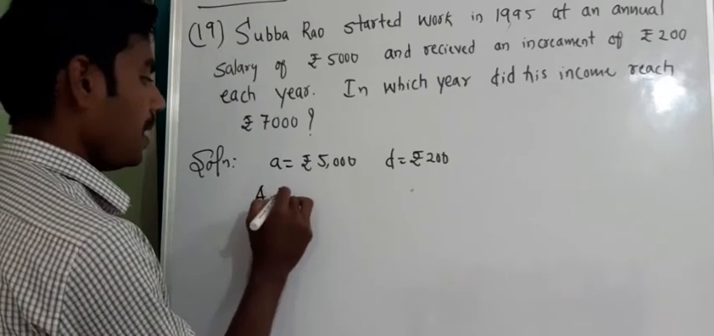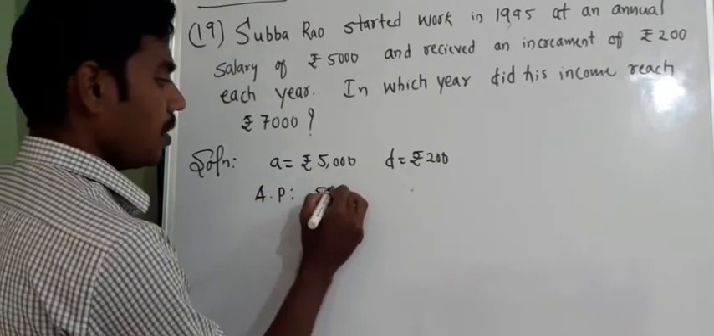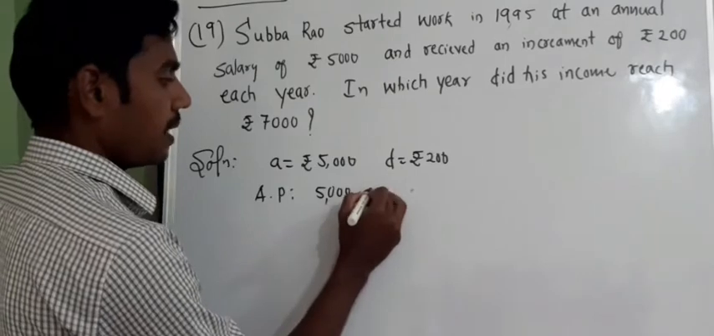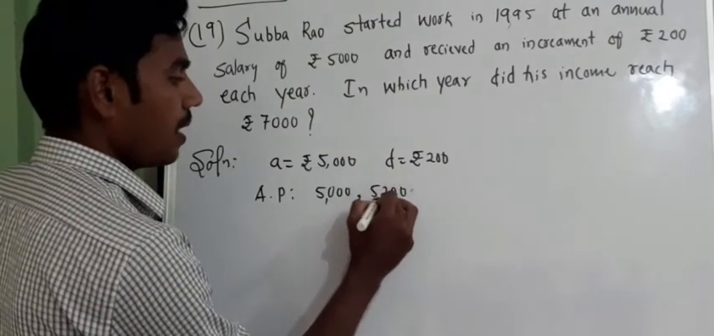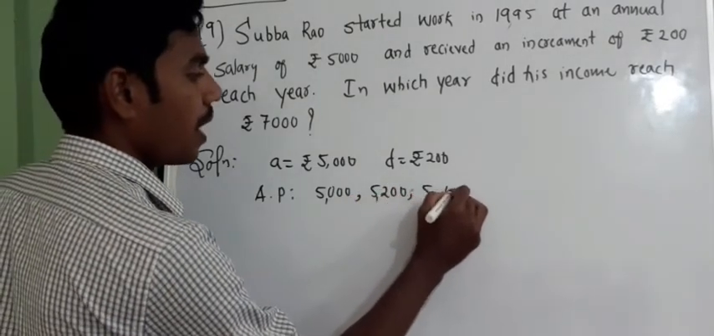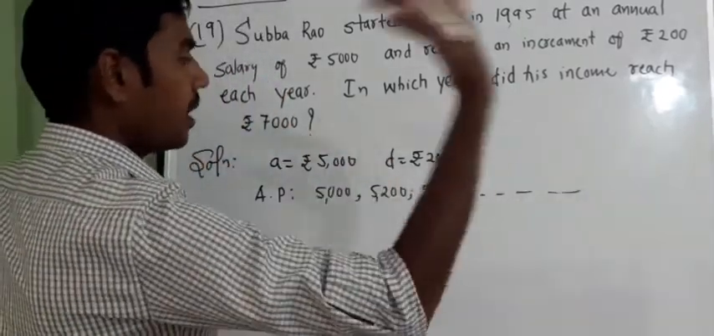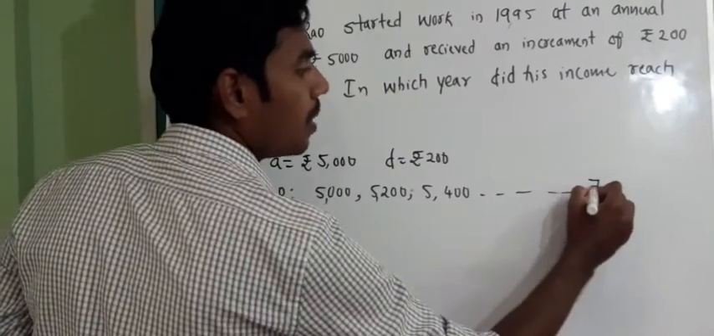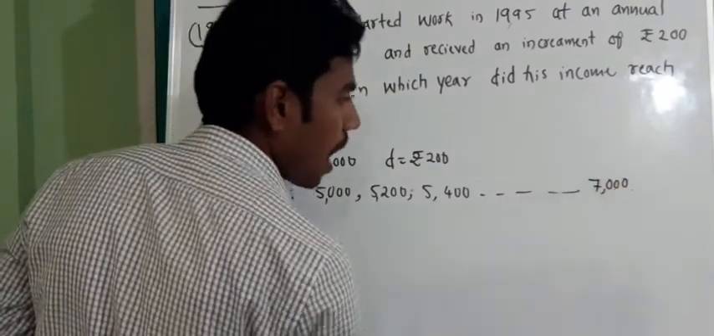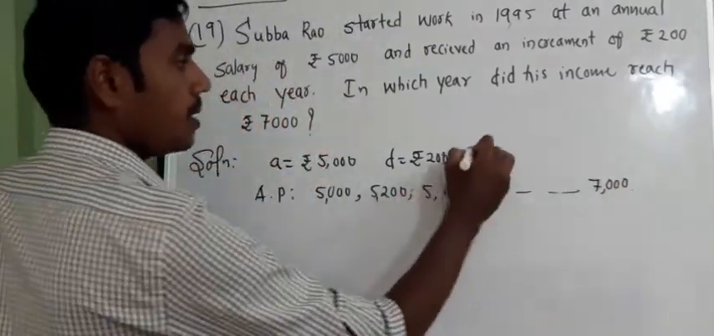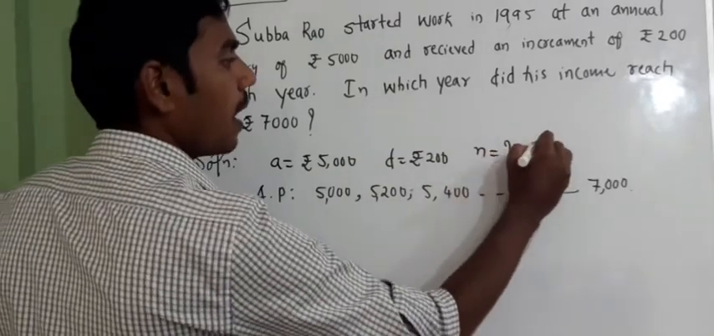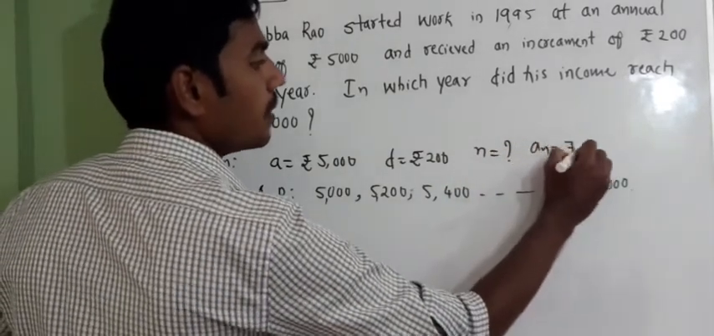What will be the AP? So, 5,000. Next year it will be 5,200. Next year it will be 5,400. So, after certain years, it will become rupees 7,000. I need to calculate what is N. N is equal to what? For AN is equal to 7,000.